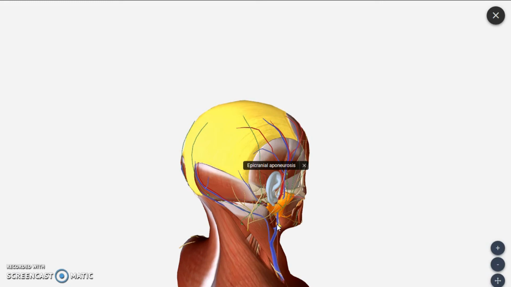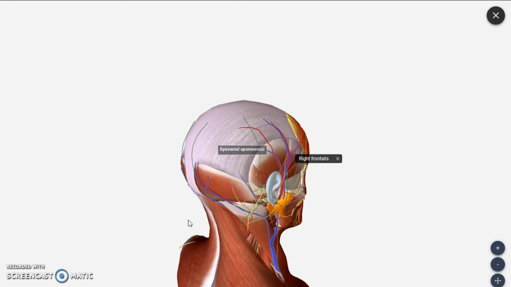The names of the muscles: posteriorly, the belly we are seeing is the occipital belly, and in the anterior aspect we call it the frontal belly. So together these two muscles are called the occipitofrontalis muscle. So in the third layer, in between these two bellies we have an aponeurotic sheath that we call the epicranial aponeurosis, or else galea aponeurotica.